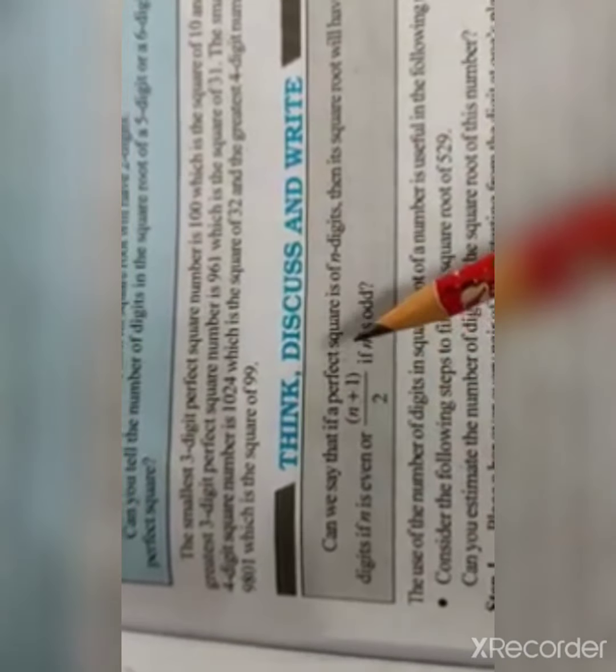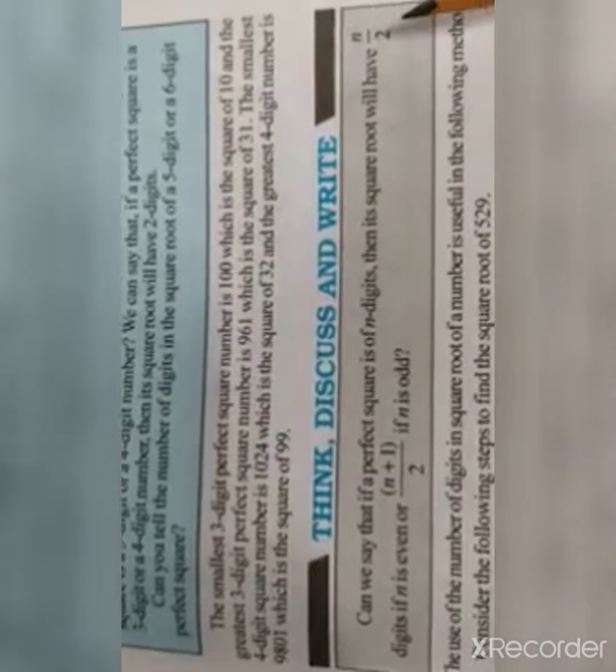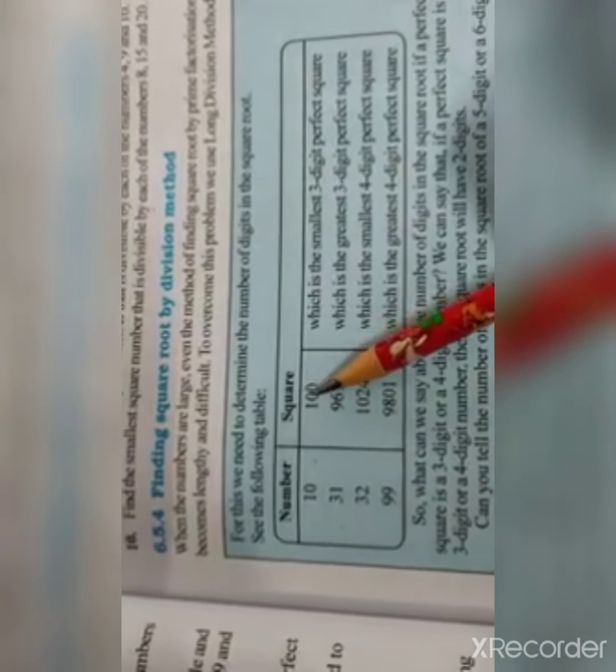We can say that if a perfect square has n digits, suppose 3 digits, then its square root will have n by 2. But here there are 3 digits, 1, 2, 3, so n is equal to 3. And here it is a 3 digit odd number, so add 1 to those 3 digits, you will get 4, and divide by 2, so in the square root number you will get 2 digits.